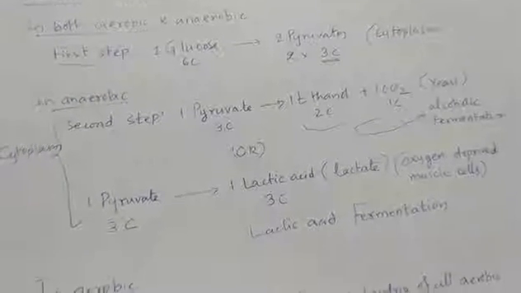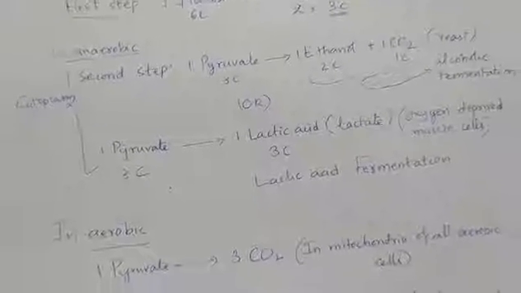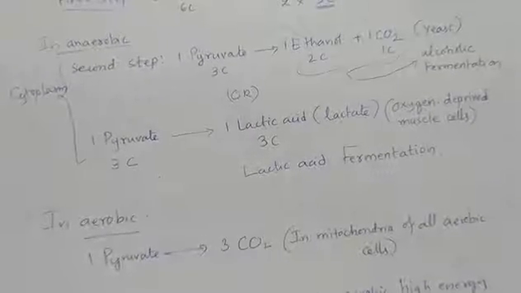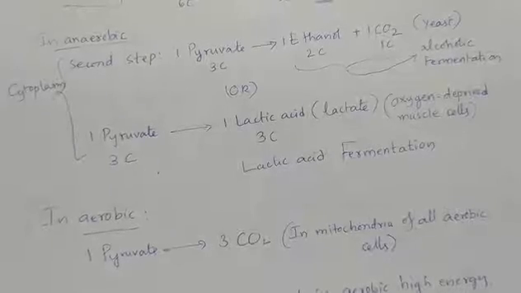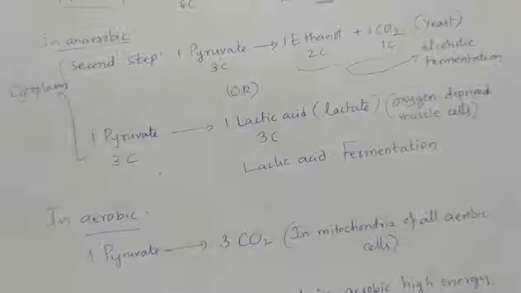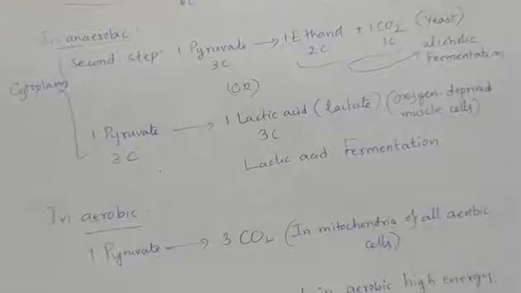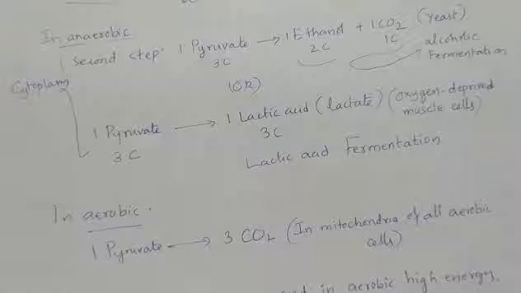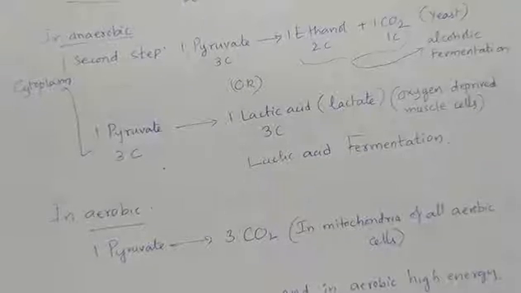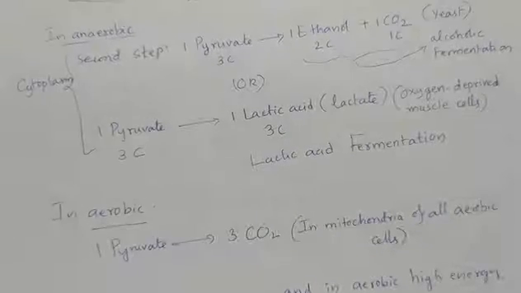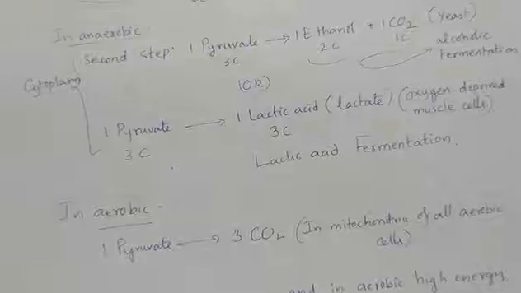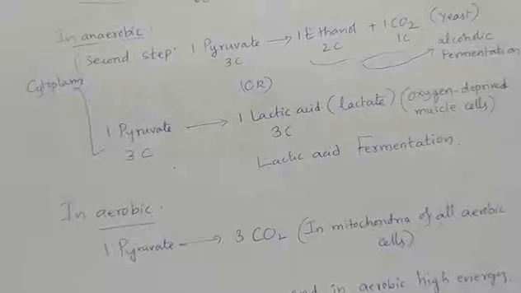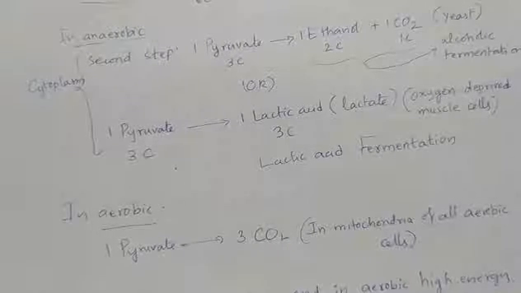The second step is different in aerobic and anaerobic respirations. Let us discuss anaerobic respiration only. Second step of anaerobic respiration. So the first step, breakdown of glucose into two pyruvate, happens in the cytoplasm. In anaerobic respiration, the second step also takes place in the cytoplasm only. This occurs in two different ways, in two different conditions, or in different types of cells.